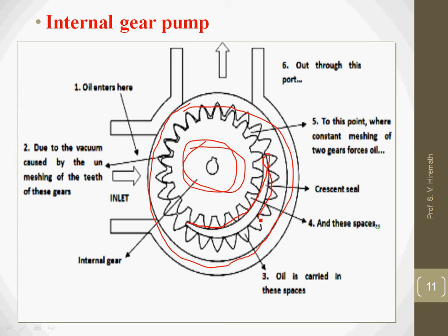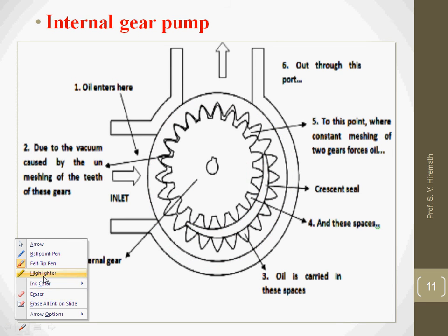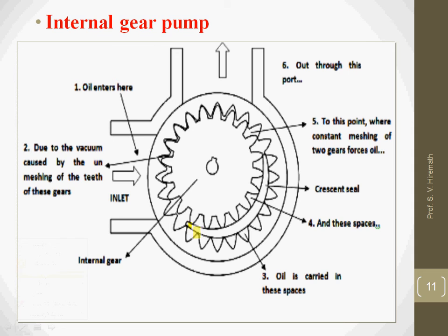The important part here is the crescent seal. Whatever moon shape we are having here is called the crescent seal, which is used to differentiate between the inlet as well as the outlet. The crescent seal separates the lower pressure side from the higher pressure side. Again, we will see how this pump will work.